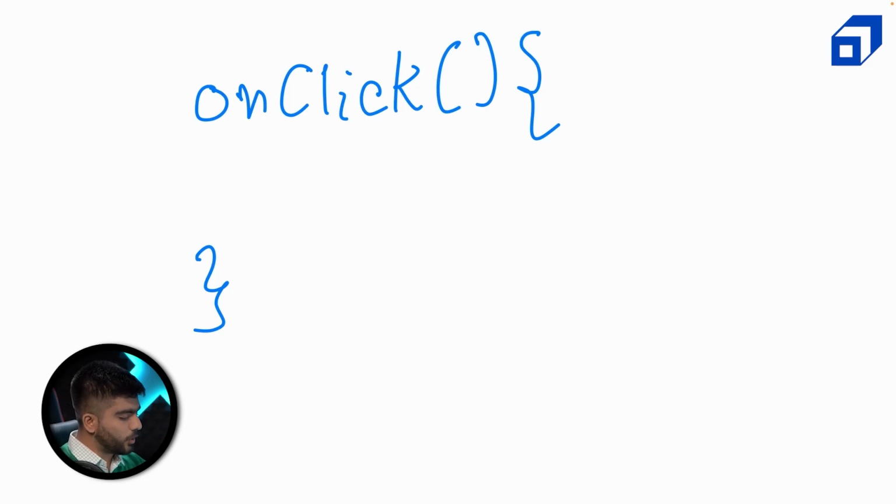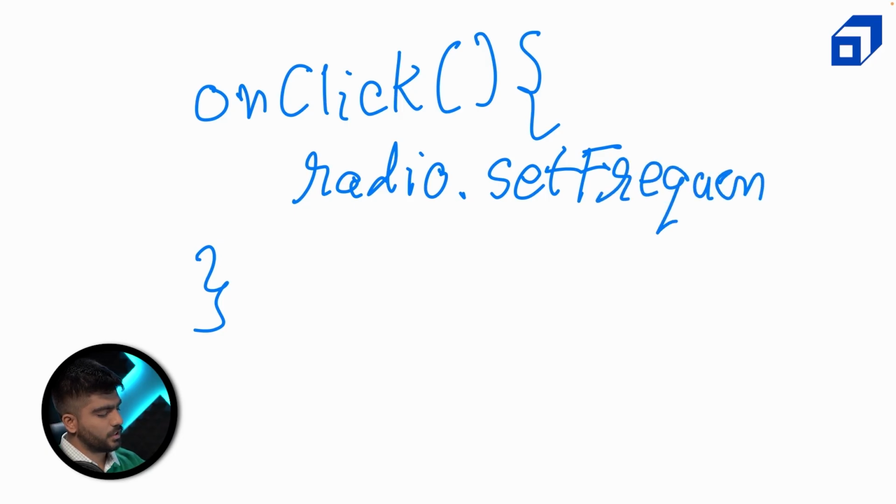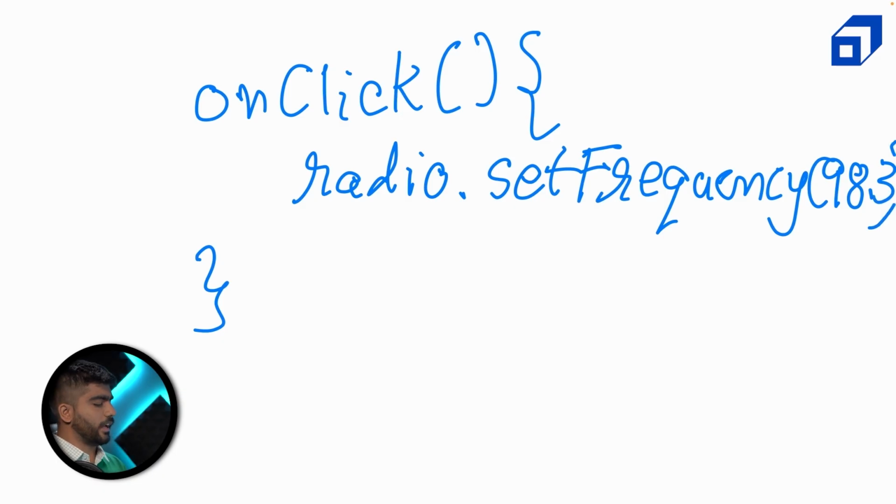Now, to tune into a particular frequency, they must have used another API, which must be something like this: radio.setFrequency. Okay, I'm not sure what the API is provided by, so I'm just giving a vague example. Here also they are using an interface API to set the frequency to 98.3. That's my favorite radio channel.